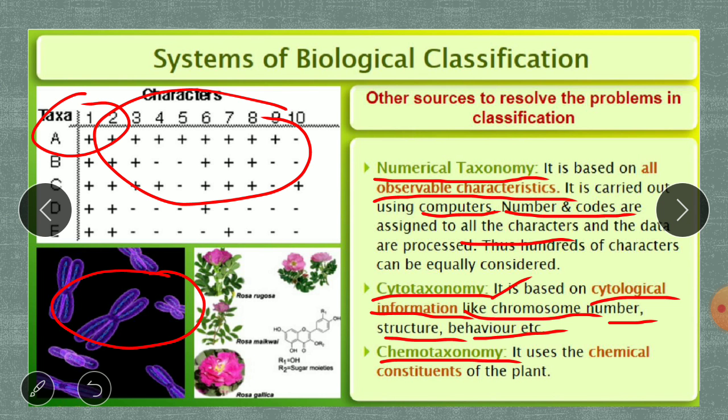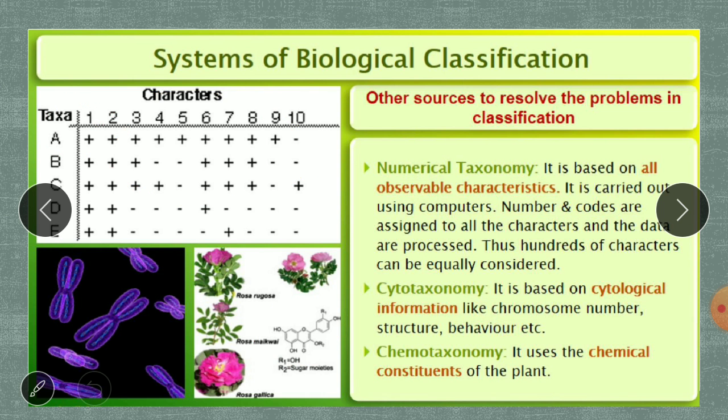Then another is chemotaxonomy. Chemotaxonomy uses the chemical constituents of the plant. It studies the chemistry of the plant. What is the chemical nature of the plants? Based upon that the taxonomy is done. So these are some other systems of classification.